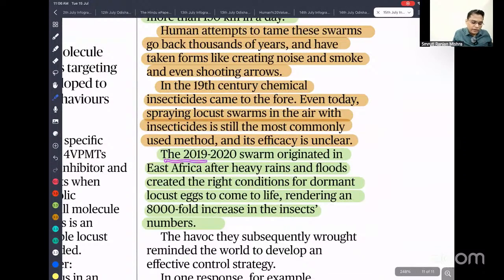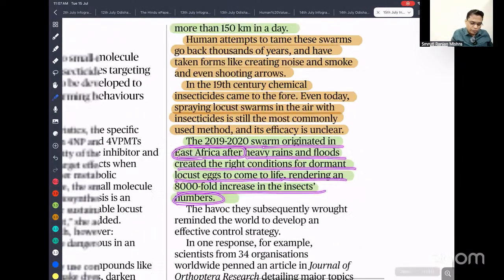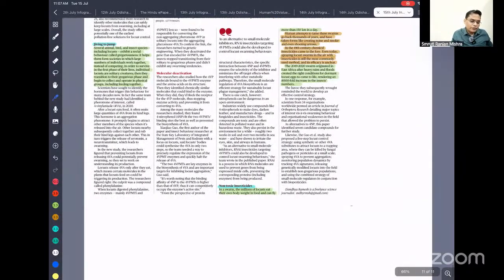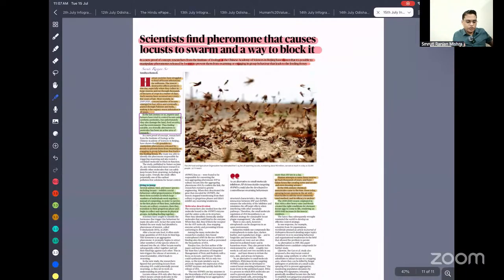So in 2019-20, the swarm originated in East Africa after heavy rain and flood created conditions for dormant locust eggs to come alive, rendering an 8,000-fold increase in the insect number. Okay. So just read them. So you can talk about how it is helpful for your answer writing. I'm just giving you an explanation.